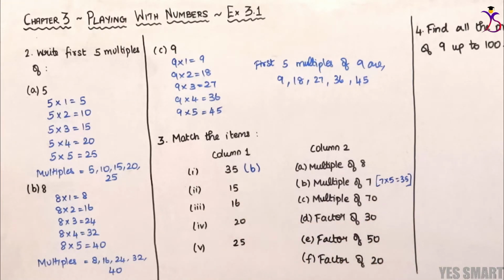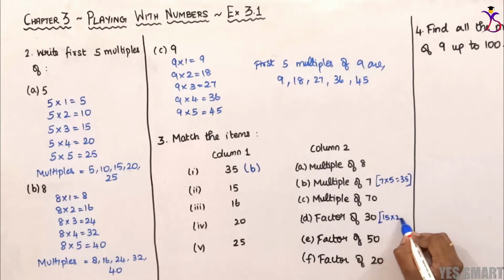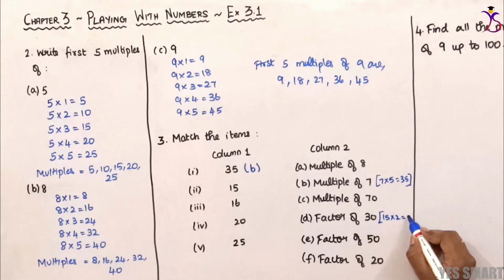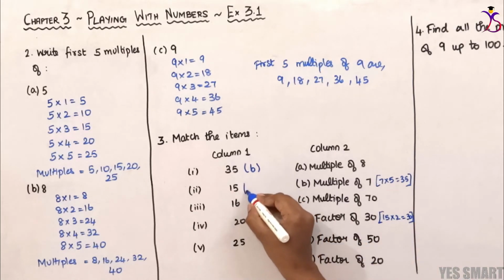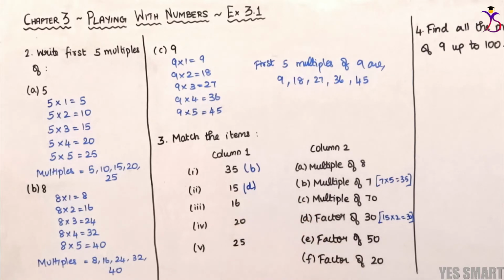The next one is factor of 30. Now, this is true because factors are the numbers that are equal to or lesser than the given number. Also, 30 is divisible by 15. Therefore, 15 is a factor. That is, in the 15 table, 30 will come for sure. Therefore, option D. The reason being, 15 twos are 30.